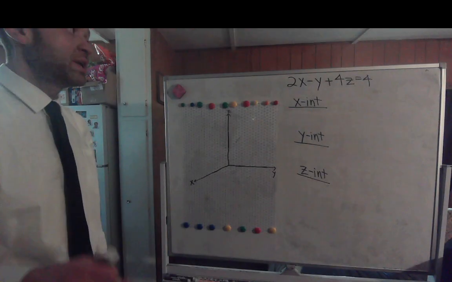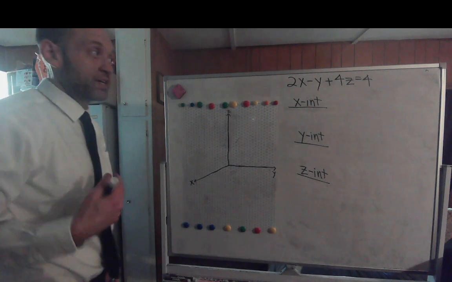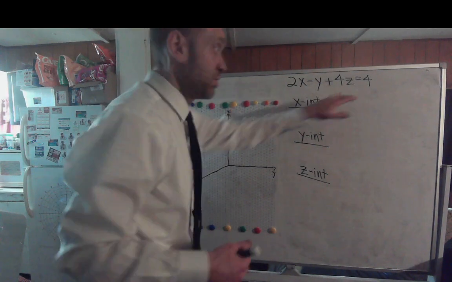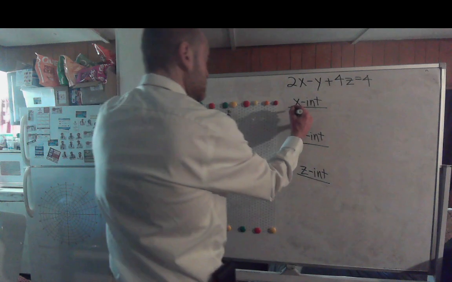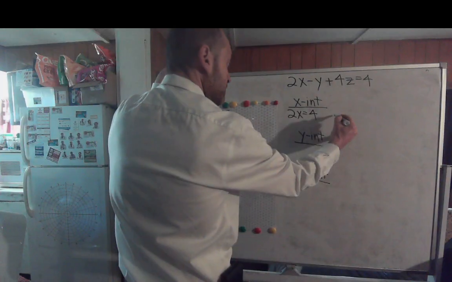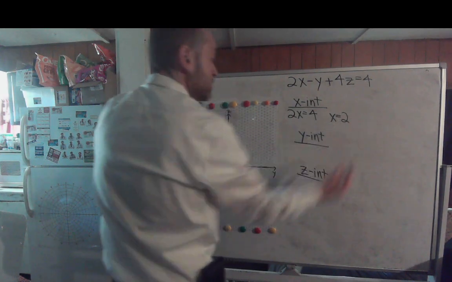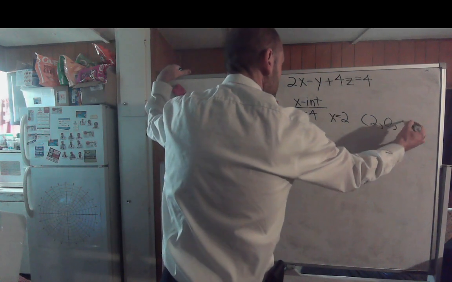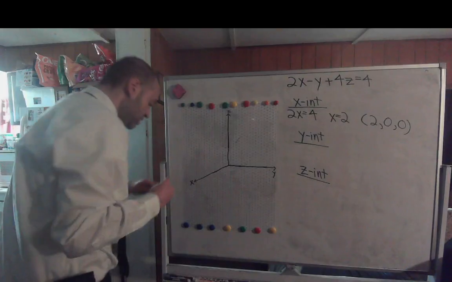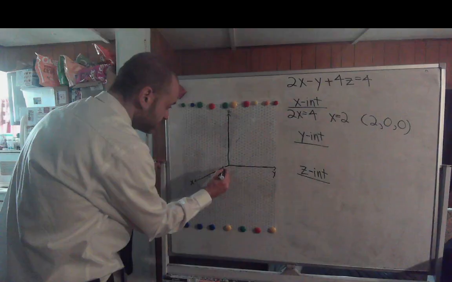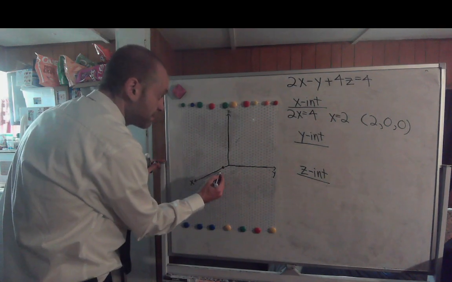Again, the best way to graph a plane is to find your intercepts. So let's find the x-intercept by setting y and z both equal to 0. You would just get that 2x equals 4, which would give you that x equals 2. So your x-intercept is at the point 2, 0, 0. So now let's go ahead and plot that. So here is roughly 2, 0, 0 right there.